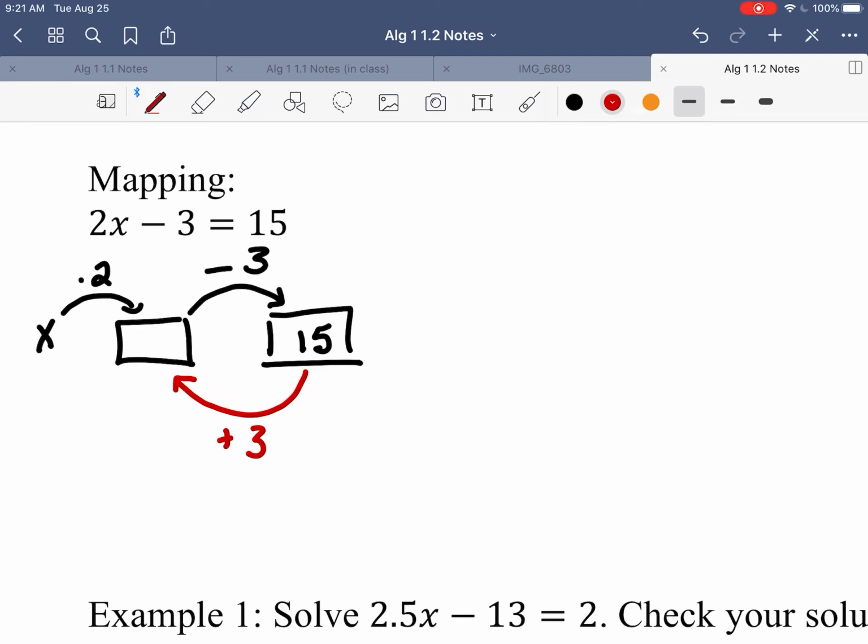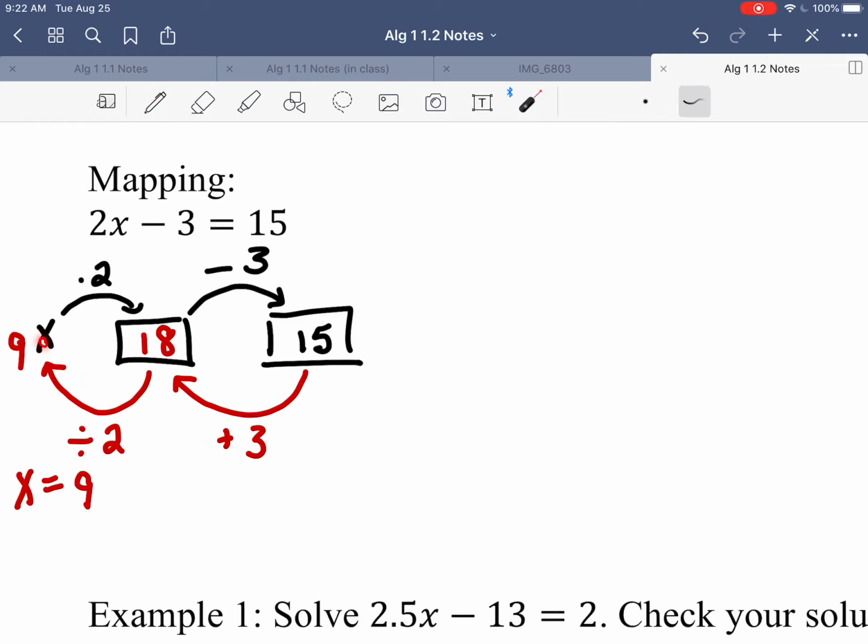So I take my 15 and add 3, and I get 18. So I know this box had to have had an 18 in it for me to subtract the 3. Now that I'm done adding 3, to get back to where I started, the x, we multiplied by 2 going forward, so to go backwards we have to divide by 2. I take my 18, divide by 2, and end up with 9. That told me I started with an x of 9, multiplied by 2, subtracted 3, and ended up with 15.